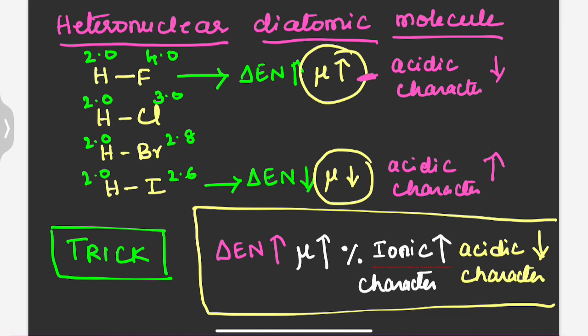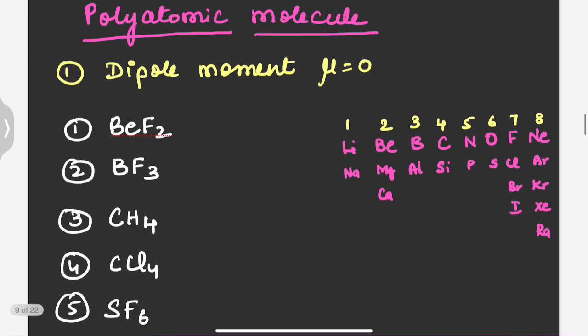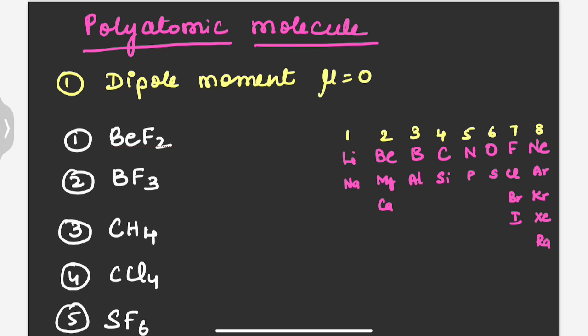So students, with one trick, you can tell their electronegativity difference, their dipole moment, their ionic character, and also their acidic strength if you are using this trick. Next we will go for polyatomic molecules. For a polyatomic molecule, the dipole moment can be 0 or it won't be 0. Polyatomic means more than 2 atoms will be present. So first we are taking an example where the dipole moment is equal to 0. First we will take the first example.